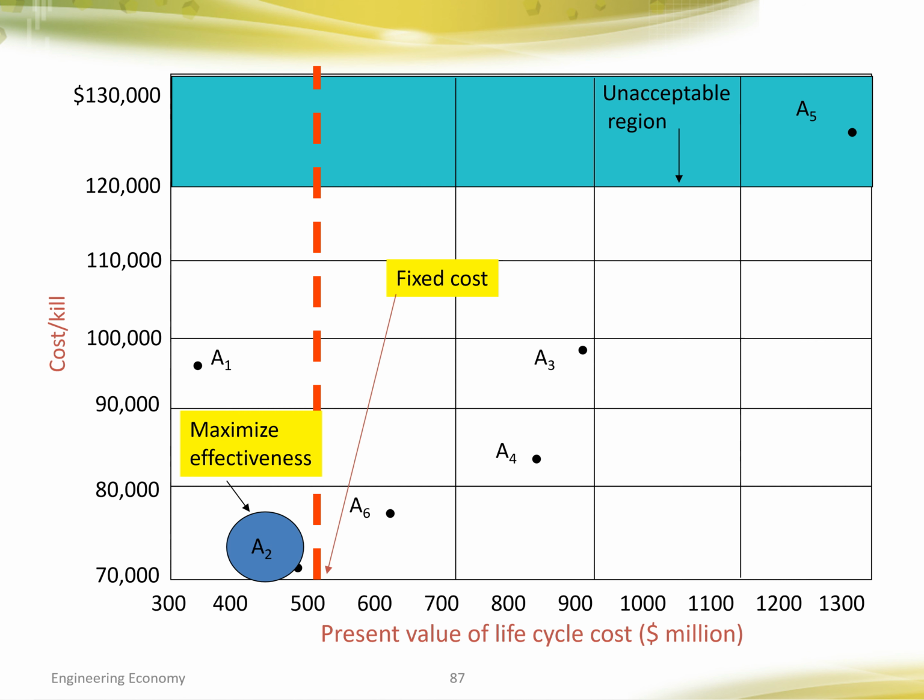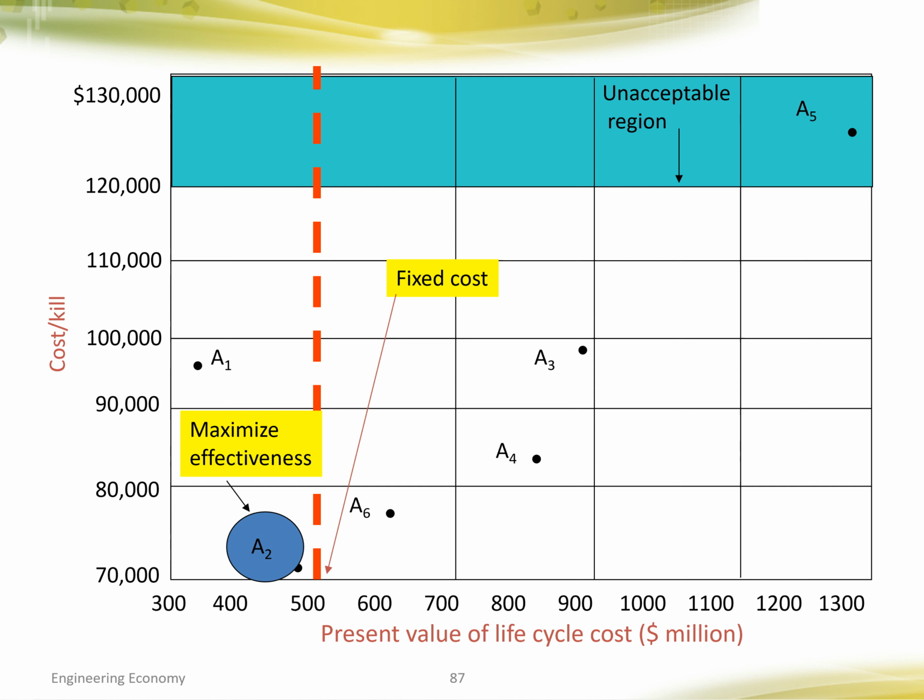And then we can look at the cost per kill. We don't just simply look at the possibility of kill, because we don't know how much it's going to cost. So here we use cost per kill. We want to have the lowest cost per kill. Here we see clearly quite a few alternatives are outside the boundary of the budget. So those are not our alternatives. We cannot take those.